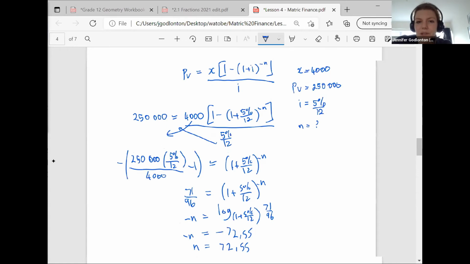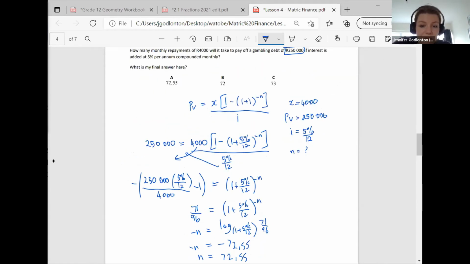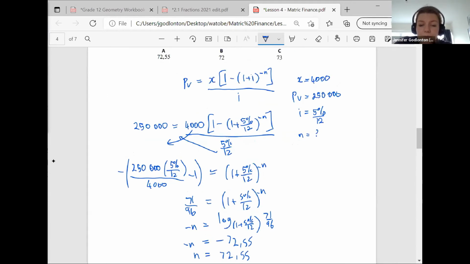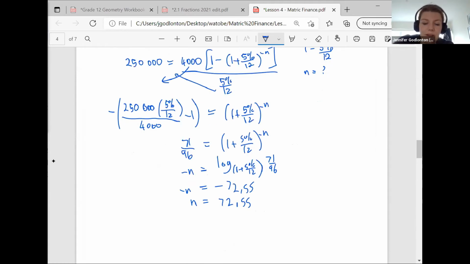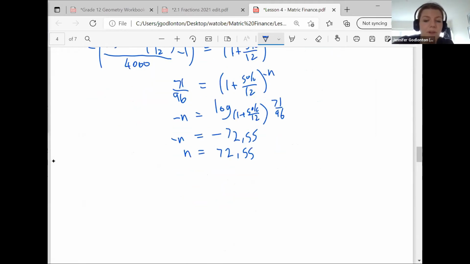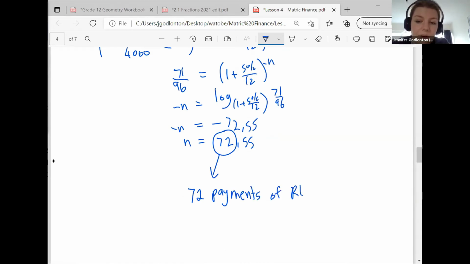And let's read the question and make sure we're answering what it's saying. It asked for how many monthly payments would there be, but be careful. It says, how many monthly repayments of 4,000 Rand will it take? So now we need to be careful, and we need to break this answer up a little bit, like we did for one of those previous questions. This means 72 payments of 4,000 Rand. And this means 1 smaller payment.